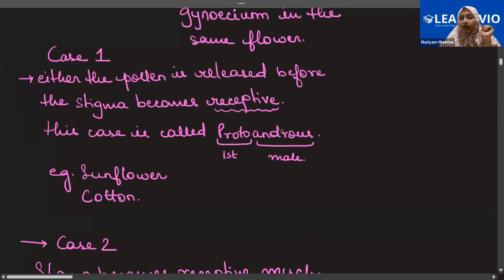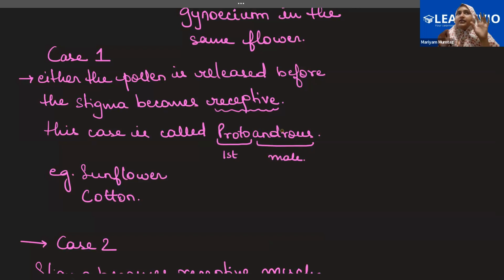Now, either the pollen is released before the stigma becomes receptive. Receptive means ready to receive the pollen. This case is known as proto-androus, wherein the anther got mature and the pollen was released. Proto means first, and androus is referring to the androecium, the male part. This happens in the case of sunflower and cotton. Clear? This case one is clear to you people?